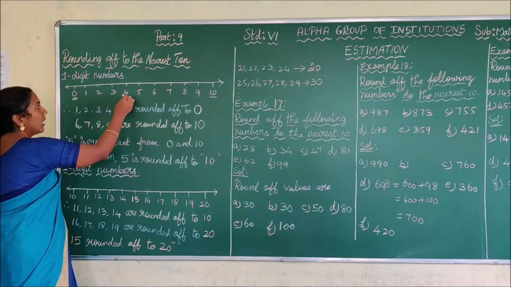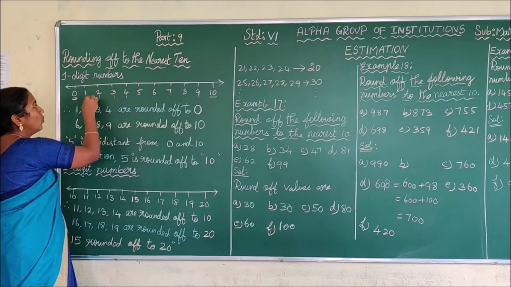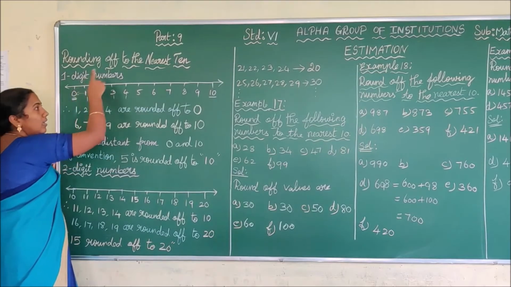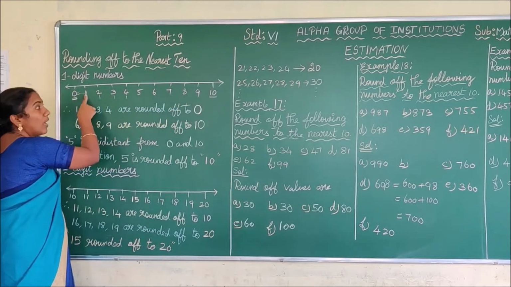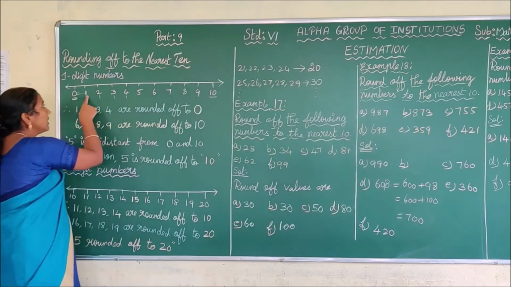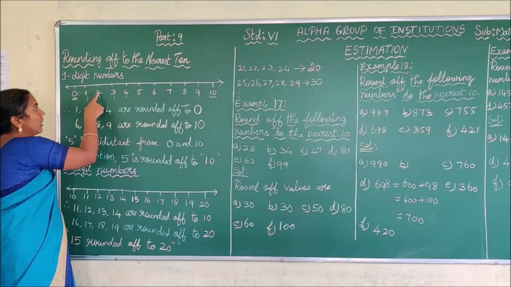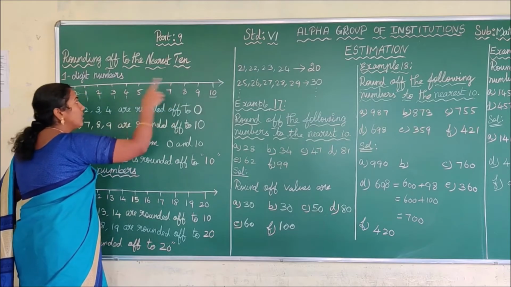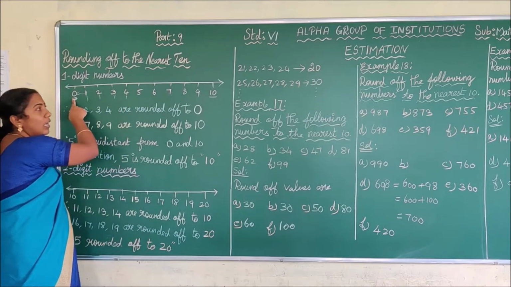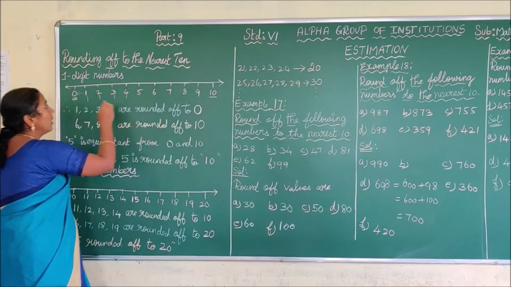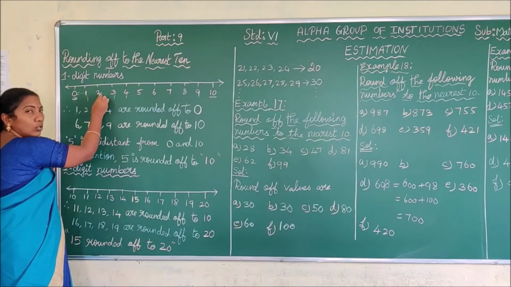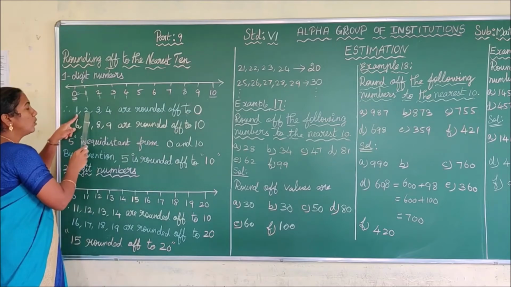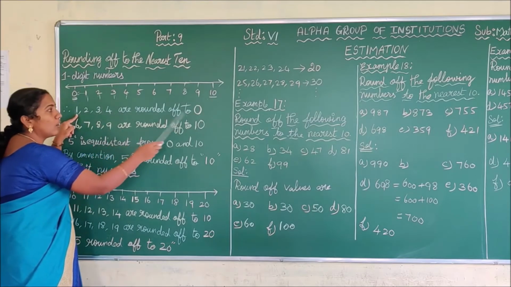Let us see. See here, the numbers 4, 3, 2, 1. The number 1 is nearer to 0 than 10. That is, 1 is far away from 10 and nearer to 0. Similarly, the number 2 is closer to 0 and far away from 10. Similarly, number 3 is closer to 0 and distant from 10. So we are rounding off the numbers 1, 2, 3, 4 to 0. That is, 1, 2, 3, 4 are rounded off to 0.